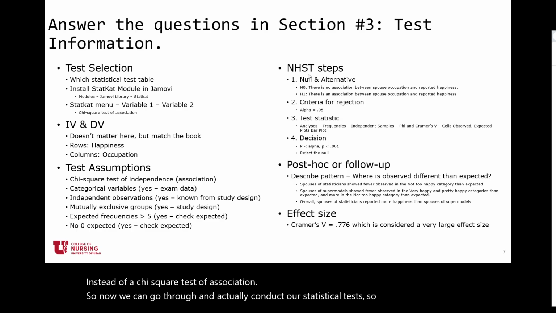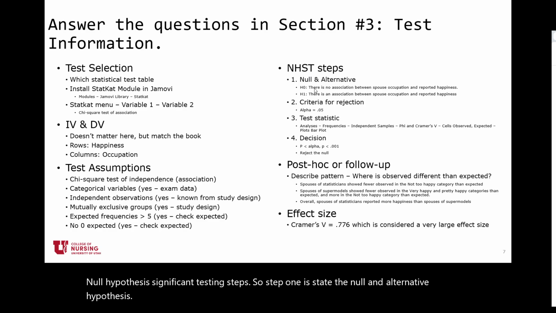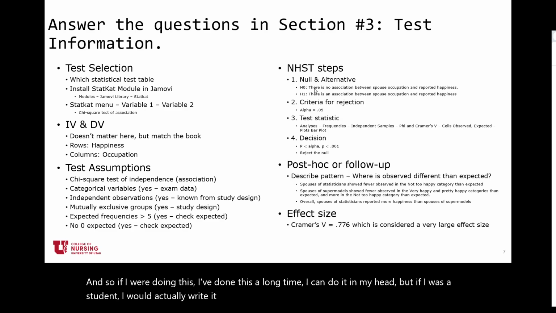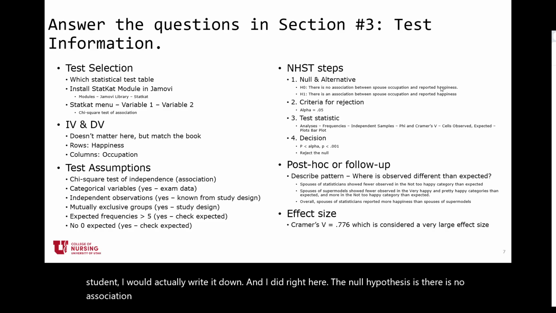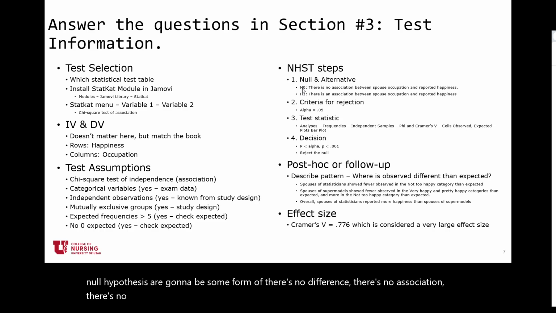So we're going to follow the null hypothesis significance testing steps. Step 1 is state the null and alternative hypothesis. If I were doing this, I've done this a long time, I can do it in my head, but if I was a student, I would actually write it down. And I did right here. The null hypothesis is there is no association between spouse occupation and reported happiness. And all null hypotheses are going to be some form of there's no difference, there's no association, there's no relationship.